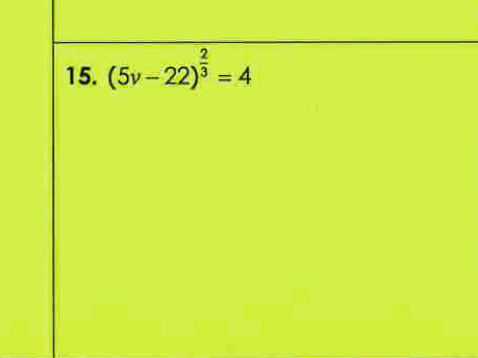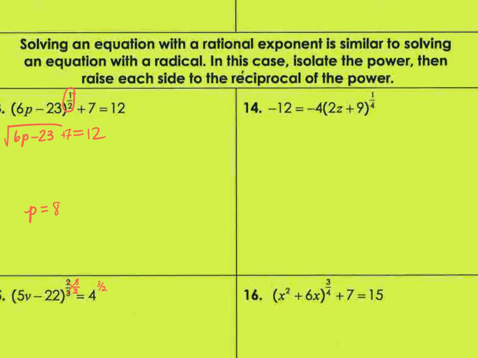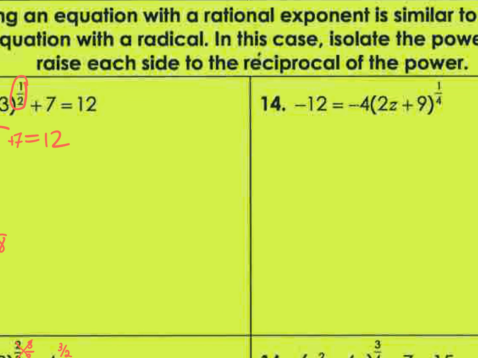What do you multiply 2/3 by to get rid of it? 3/2. So we are going to raise this to the 3/2 power, which means we raise this side to the 3/2 power. Because what happens here? Read what it says up here. It says, raise each side to the reciprocal of the power.